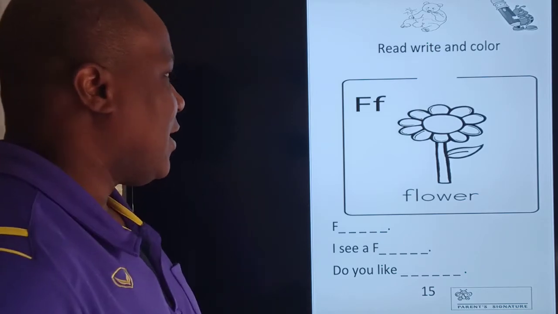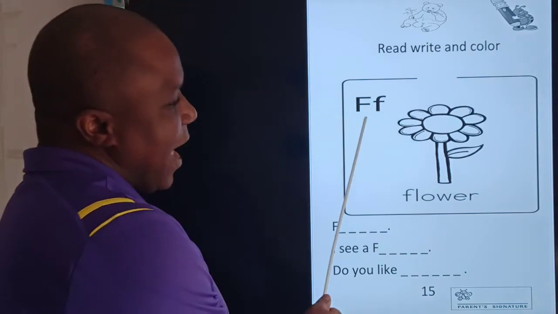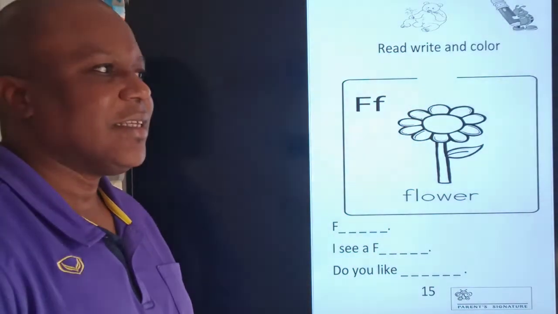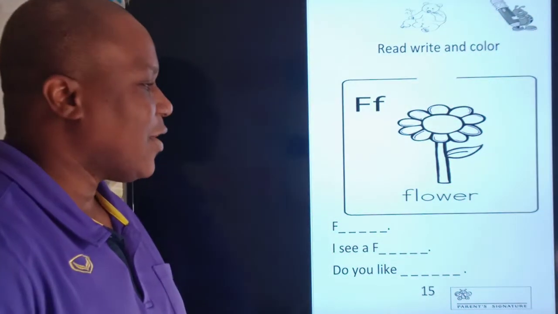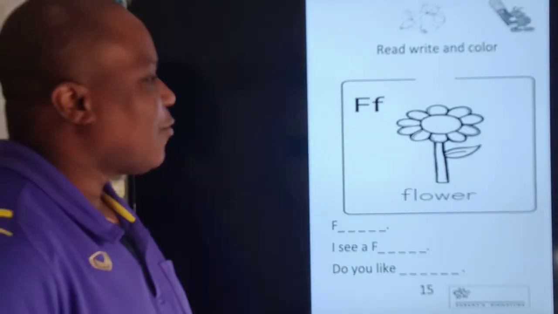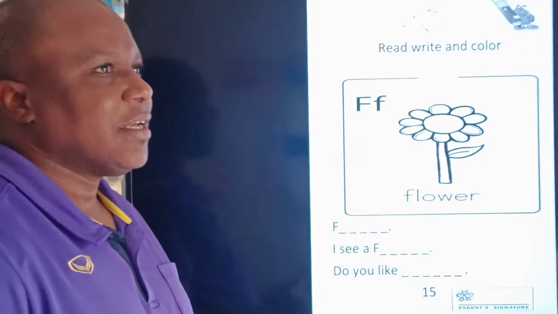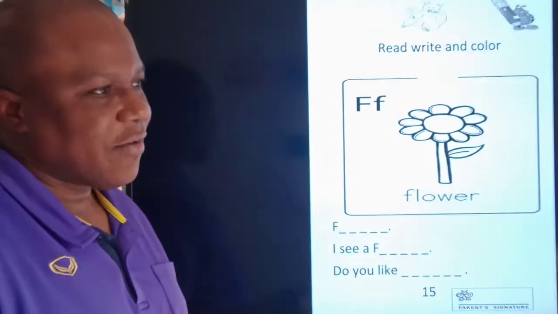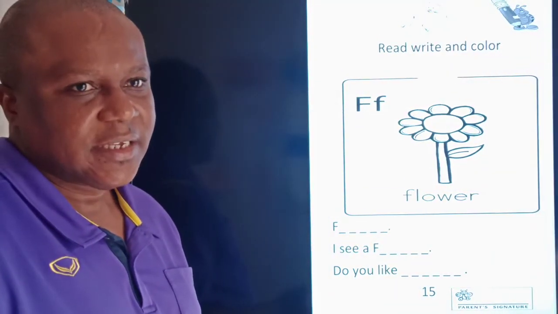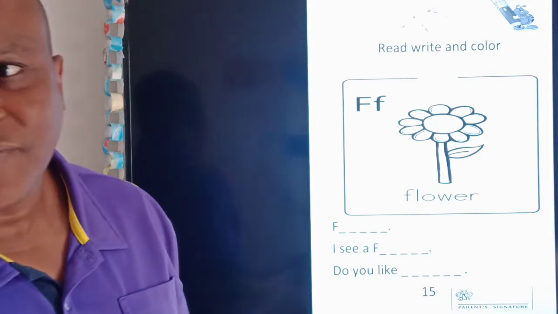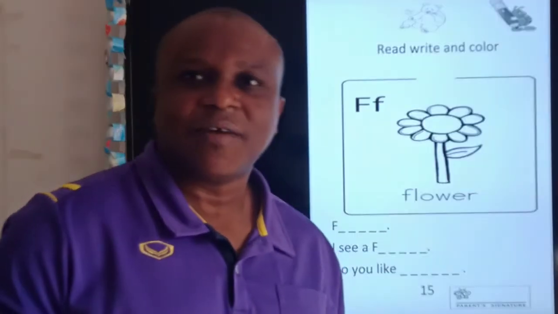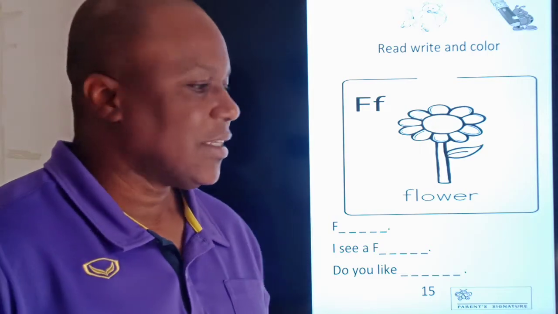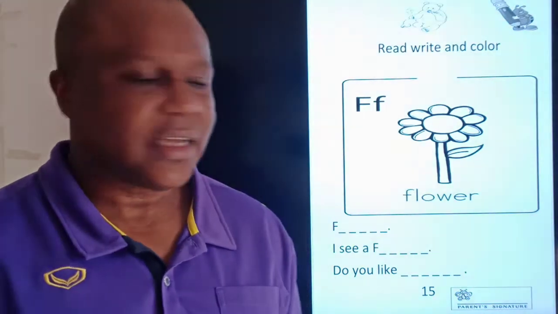But let us see the letter. The letter is what? F. So when we talk about flower, you remember that the starting letter of flower is what? F. Like when we want to talk about the F words, you can see that we have what we call flag. So when we talk about flag, you have the Thailand flag and other country flags.